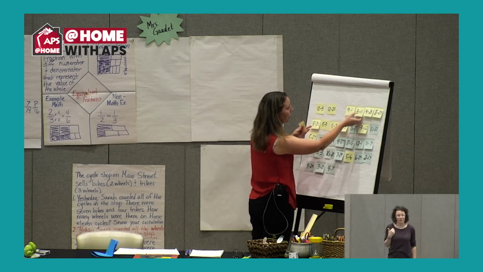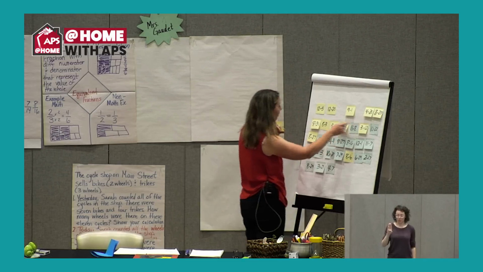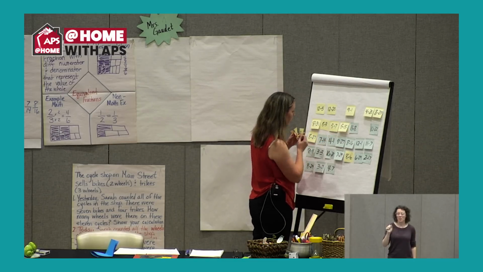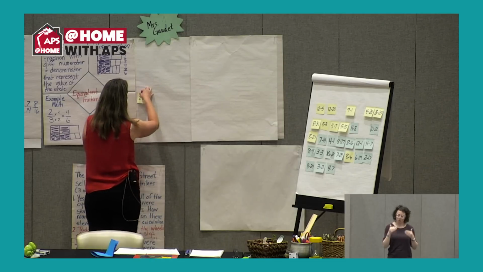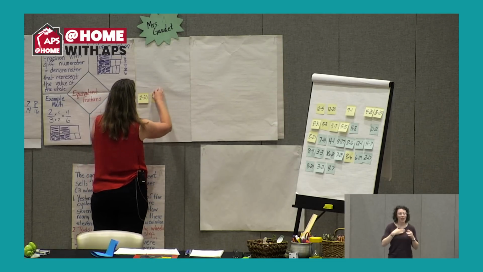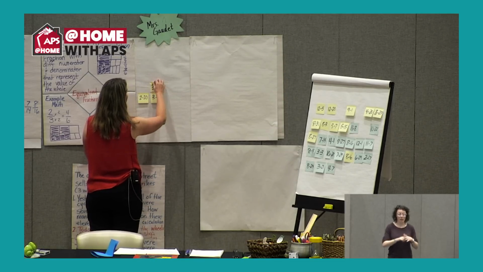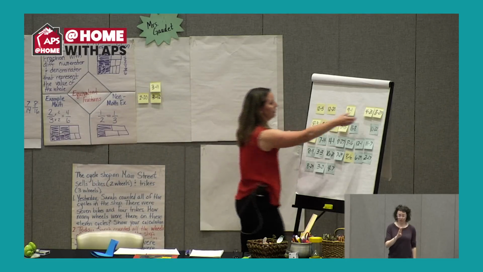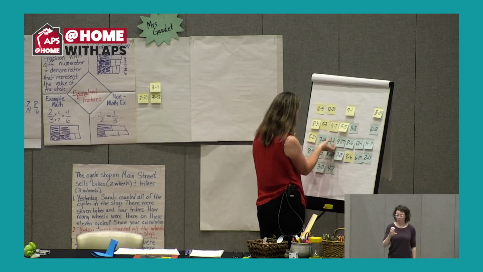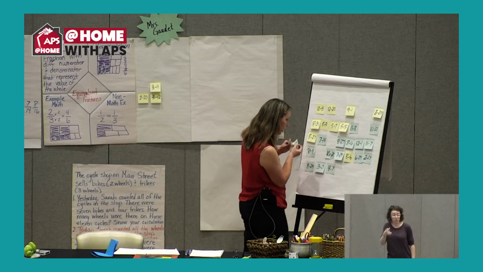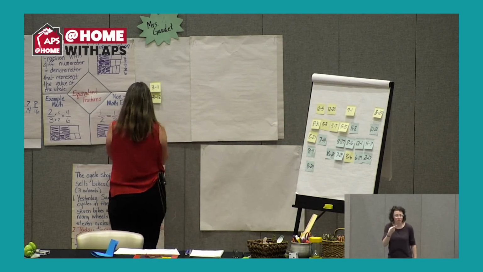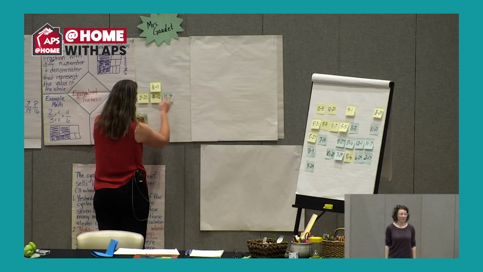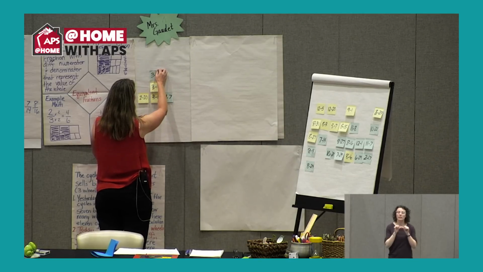I see a February, a March. So I'm going to start my line. So I'm going to start with February, March. I see some Aprils, another March. So I'm going to continue putting these all up there.